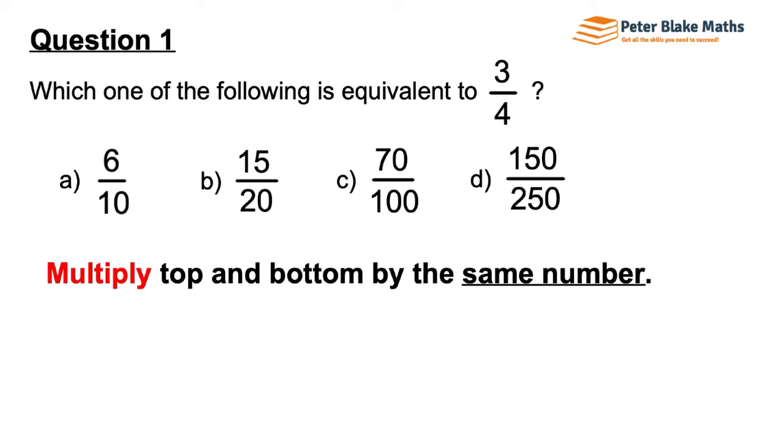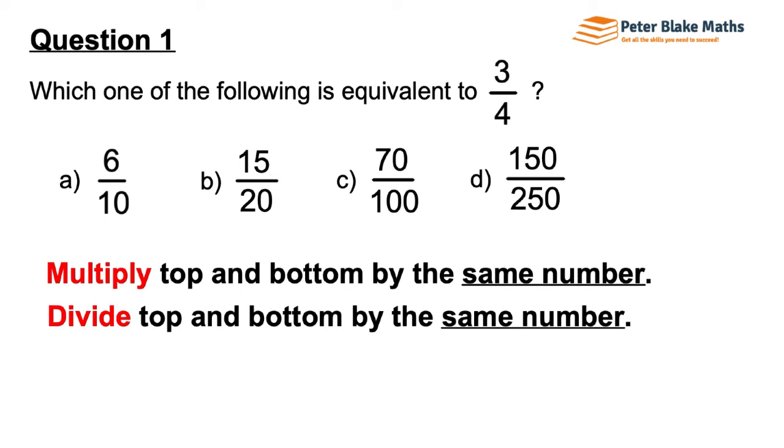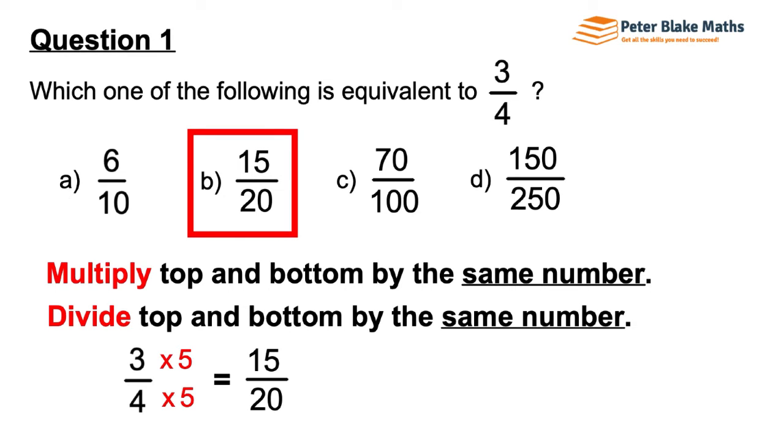To get an equivalent fraction, we can multiply the top and bottom by the same number, or divide the top and bottom by the same number. So if we took 3/4 and multiplied the top by 5, we'd get 15. And if we multiplied the bottom by 5, we'd get 20. So the equivalent fraction out of those choices ends up being 15 over 20.